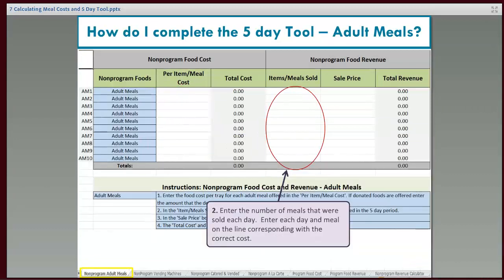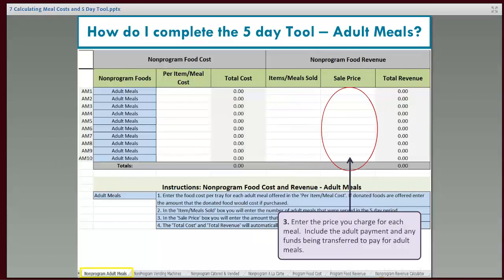Then in this column here, you'll enter the number of meals that were sold each day. So for Monday breakfast, how many adults bought a meal, and enter that there. Then Tuesday breakfast, how many adults, and so on. Then you'll enter the price you charge for each meal. So how much are you charging for an adult breakfast? How much are you charging for an adult lunch?